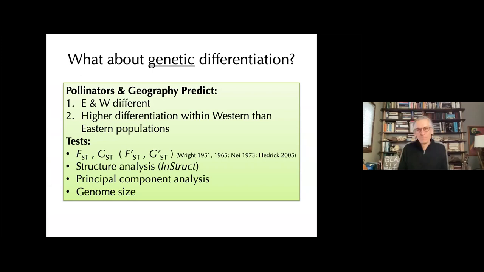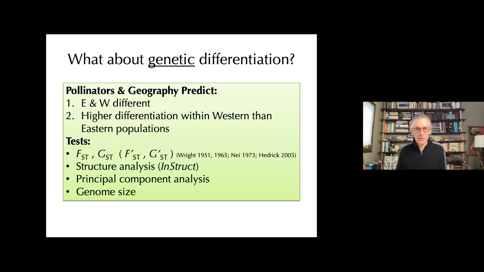A standard way is to use a statistic called FST, which was developed by Sewall Wright at the University of Chicago. And then this was modified by Masatoshi Nei and then by Hedrick in various ways that I won't really talk about here. And then one can also cluster populations by asking about how many ancestral populations are contributing to the current set of individuals and populations.